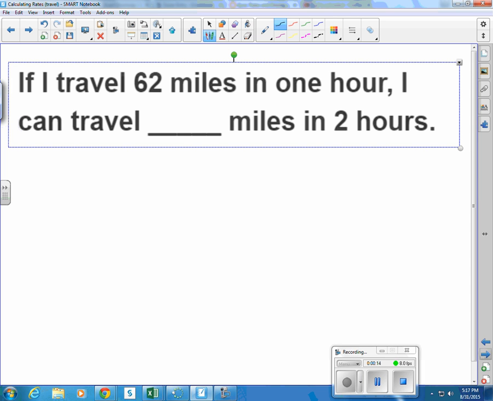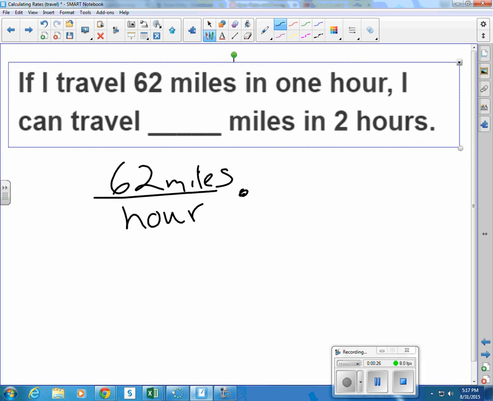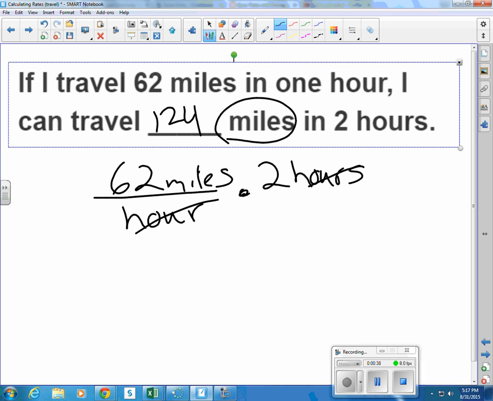So if I travel 62 miles in 1 hour, I can travel how many miles in 2 hours? 62 miles per hour times 2 hours. That will just be miles, and that's what they're talking about. 2 times 62, 124.